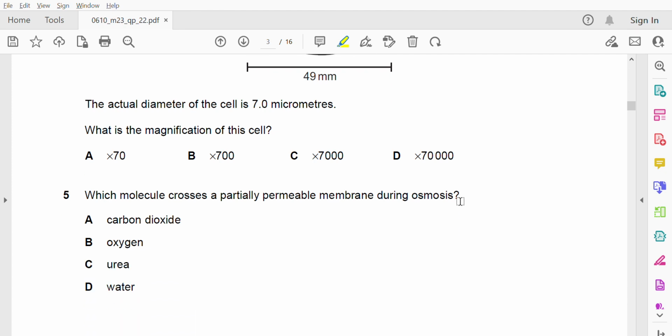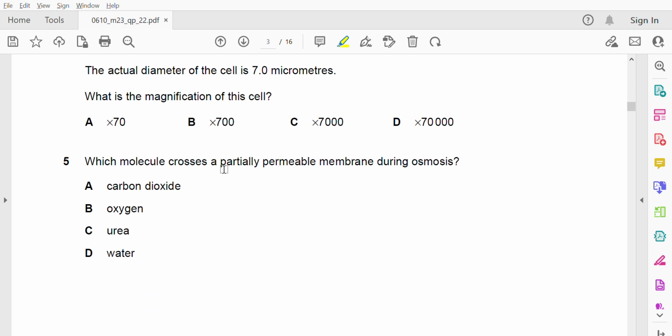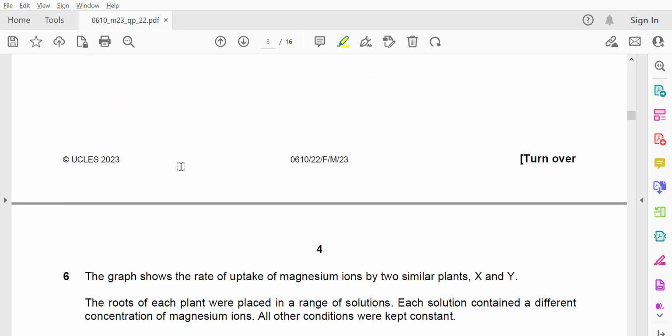Question number 5. Which molecule crosses a partially permeable membrane during osmosis? A. Carbon dioxide. B. Oxygen. C. Urea. D. Water. Now, osmosis is the movement of water specifically, so the correct option is D. Moving on to question number 6.